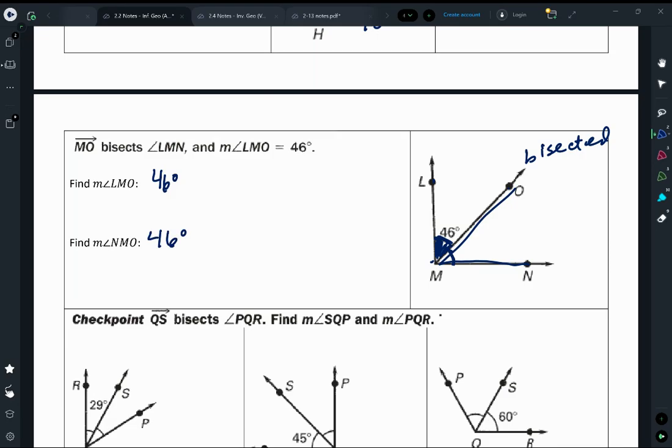And then the third thing that I really want you to find that's not labeled here is the measure of the big angle. The measure of the big angle, that would be angle LMN. And I would get that one by doing 46 times 2, which I believe is 92 degrees. So be really careful about how they're notating that.